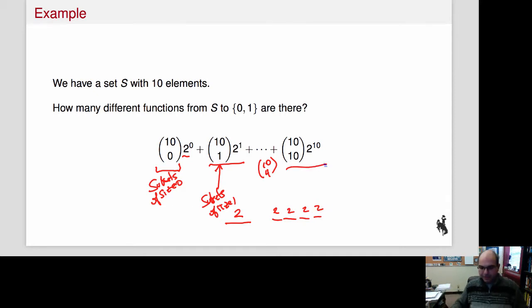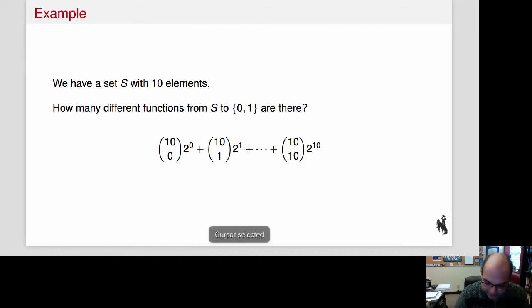And this is the last one. How many ways can I get 10 elements out of 10? By the way, there's only one way. Then I can define 2 to the 10 total functions for those 10 elements. Okay, so that's a different way of counting it.